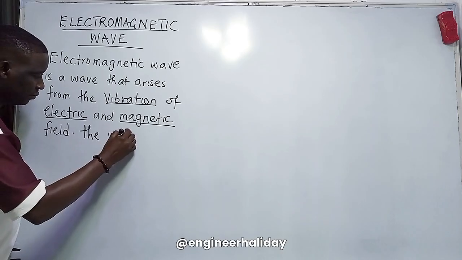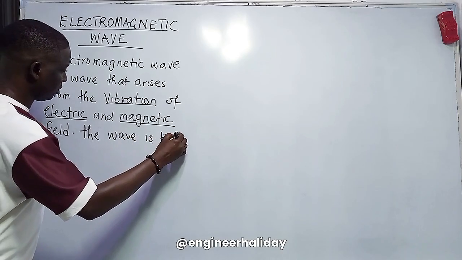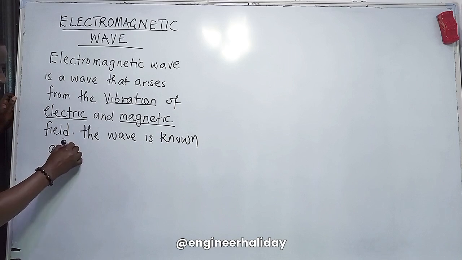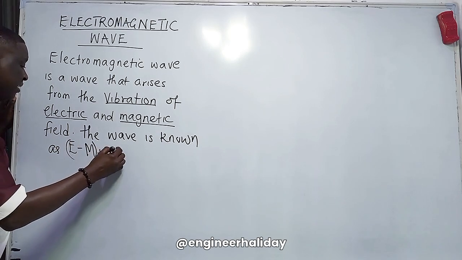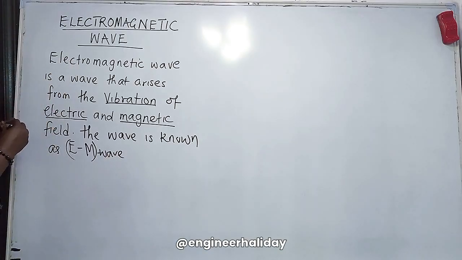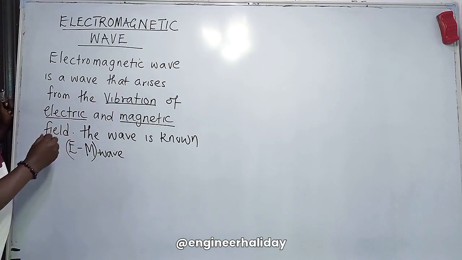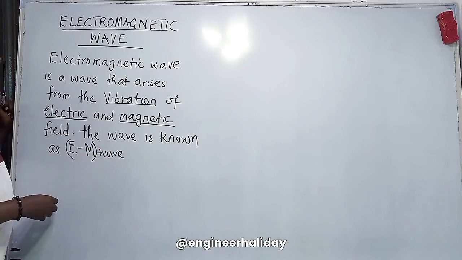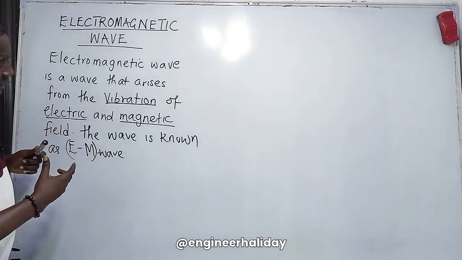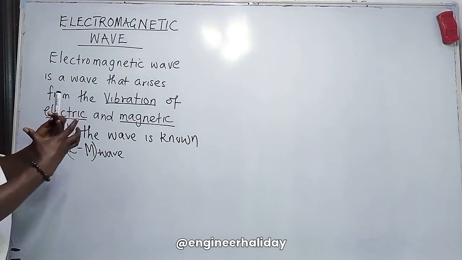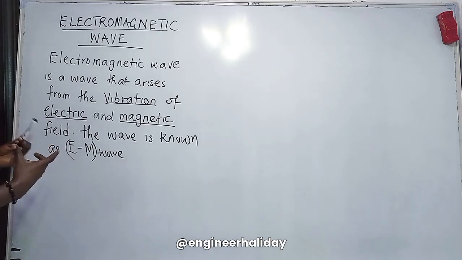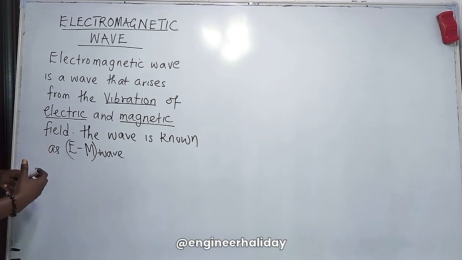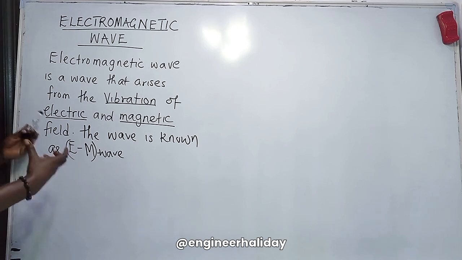The wave is known as EM wave. That means electron from the electric field, the magnetic field. So that means electromagnetic field. Now, an important point is that there is a contact between magnetic and electric field. Another point is how is this relationship when they vibrate between electric and magnetic field? How do they relate?